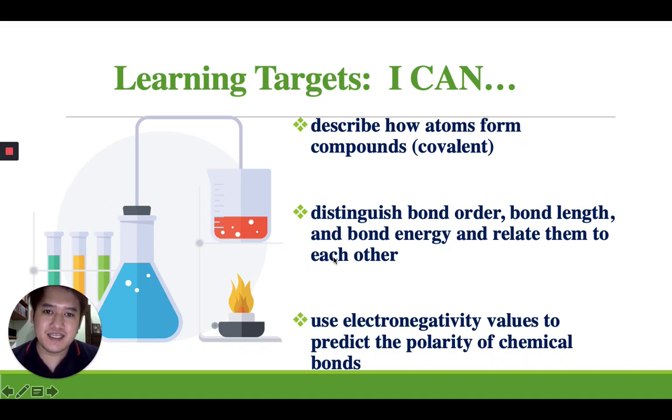Good morning, everyone. In this video, we will enrich our knowledge on chemical bonding, most specifically on covalent bonding. We are going to describe how atoms form compounds, highlighting covalent bonding, and then distinguish bond order, bond length, and bond energy, and relate them to each other as well, and then use electronegativity values to predict the polarity of chemical bonds. These are stepping stone topics in order for us to fully understand the properties of compounds, whether it is ionic or covalent. But for now, we focus on molecules, covalently bonded molecules.